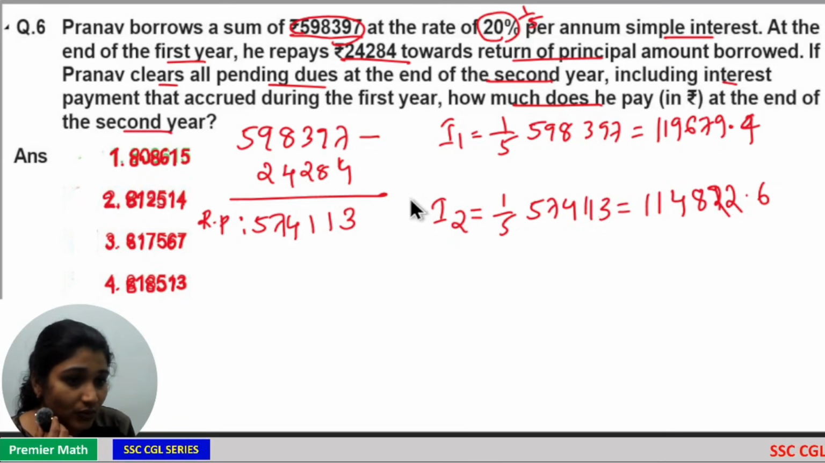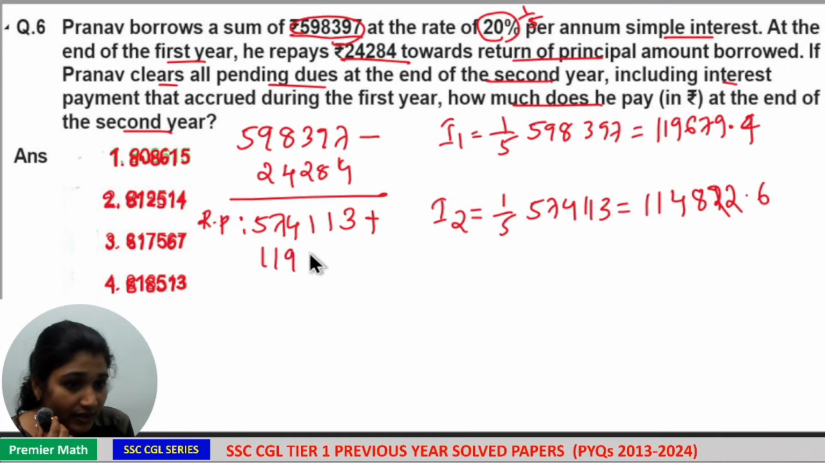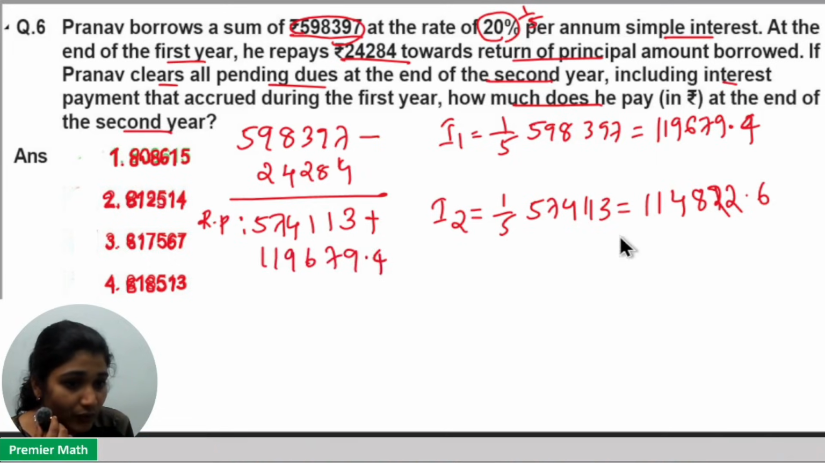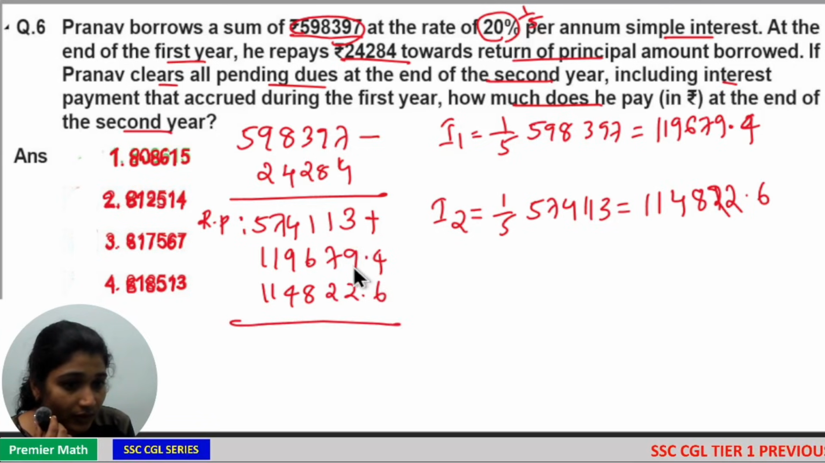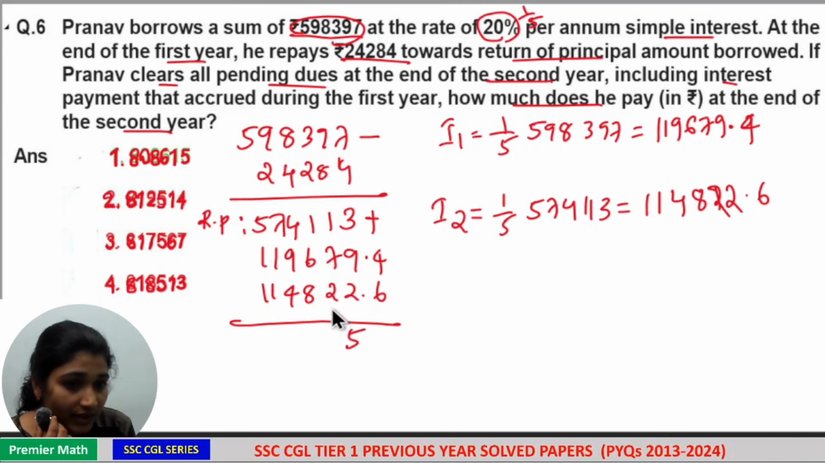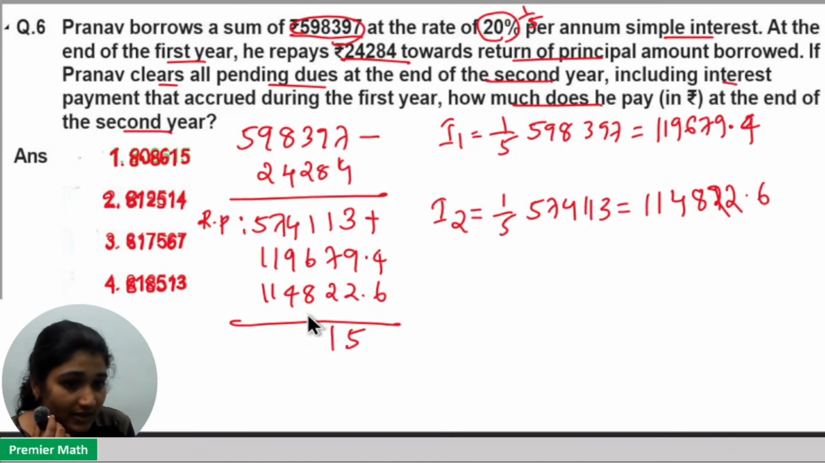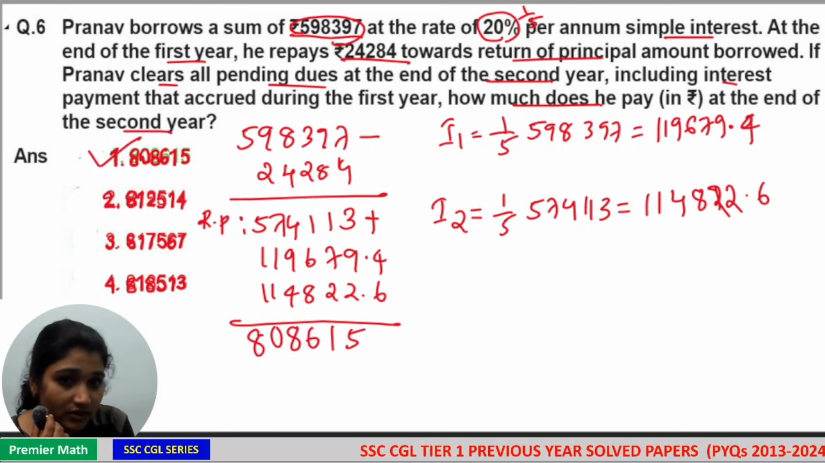So add this interest for the first year and second year to the remaining principal. That is the amount for the second year, which is equal to 119679.4 and here 114822.6, which is equal to 4 plus 2, 6, 6 plus 9, 15. Here 2 plus 7, 9, plus 2, 11, 2 plus 6, 8, plus 8, 16, 5 plus 4, 9, plus 9, 18, 8 plus 2, 10, here 8. So option 1 is your answer.